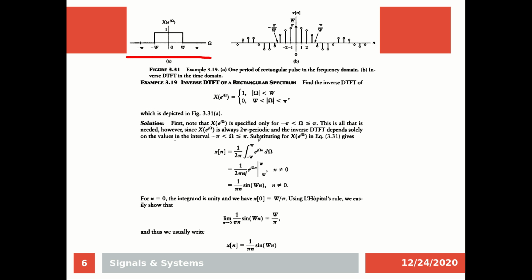So you will take this integration here. The integration is very easy for e to the power j omega n, divided by j n. So you will take this in the denominator, and 2 pi from outside. This is the integration from minus W to W, then you evaluate from minus W to W.